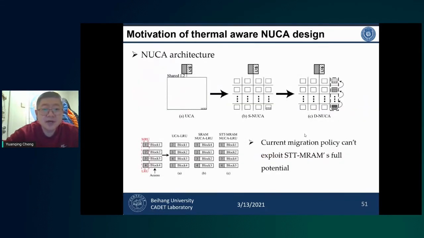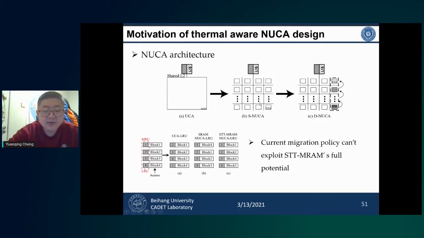Before I introduce the migration policy, I would like to introduce some basics about the on-chip cache architecture design. Usually, we use the uniform cache architecture. It means that the lower level cache manifests the uniform access latency to the upper level cache. It means that for L1 cache, it accesses the data in L2, the same latency assumed, no matter where the data is stored in the lower level cache.